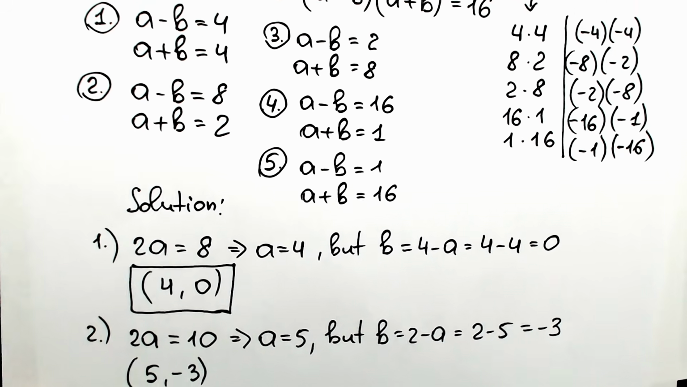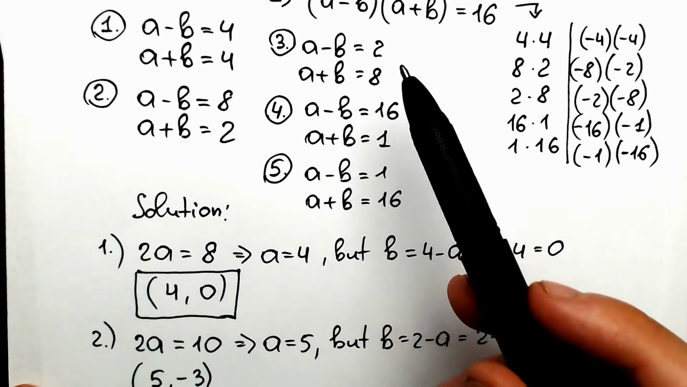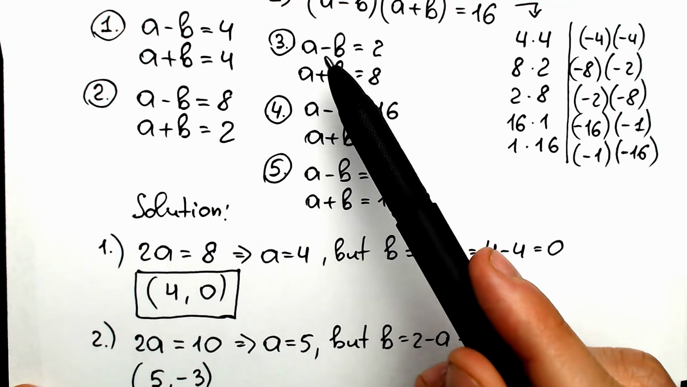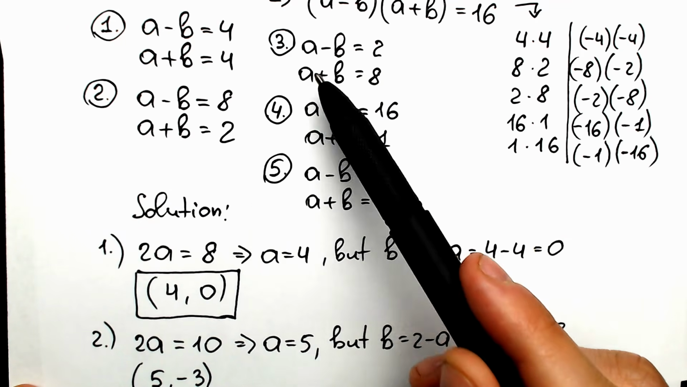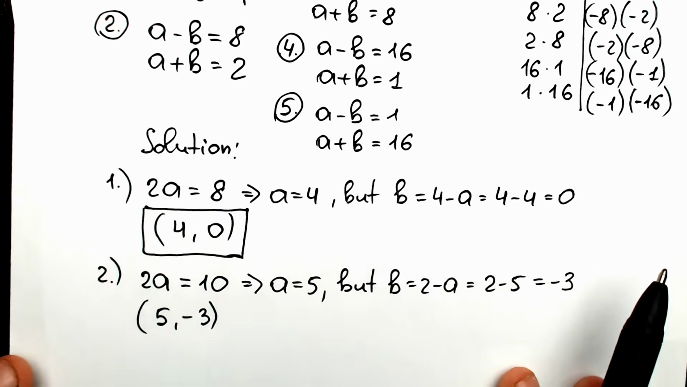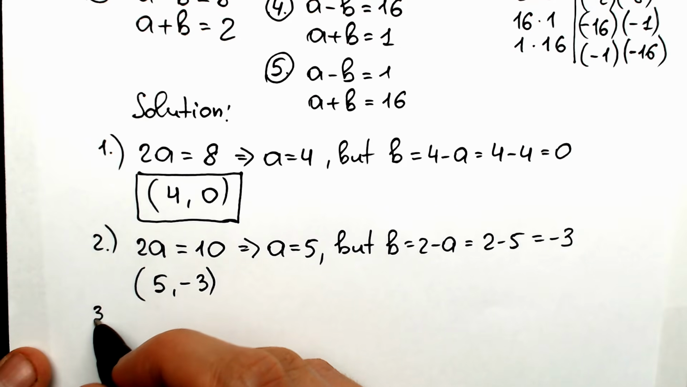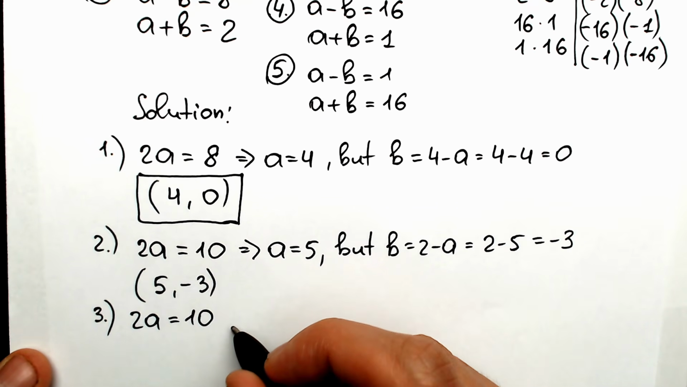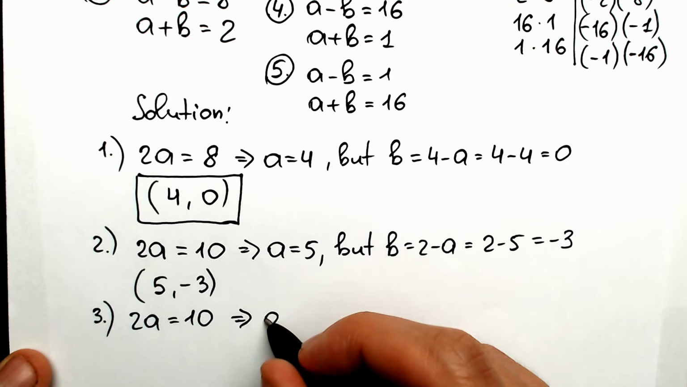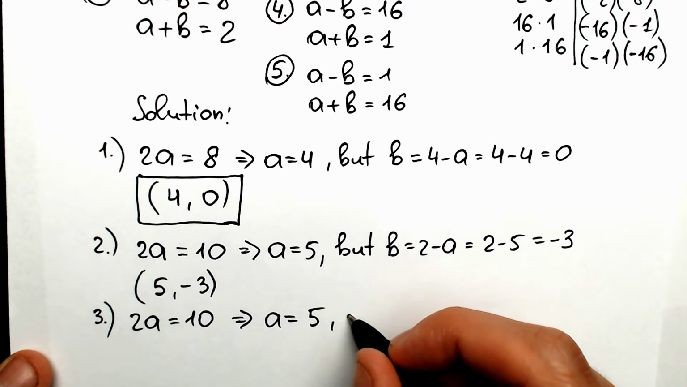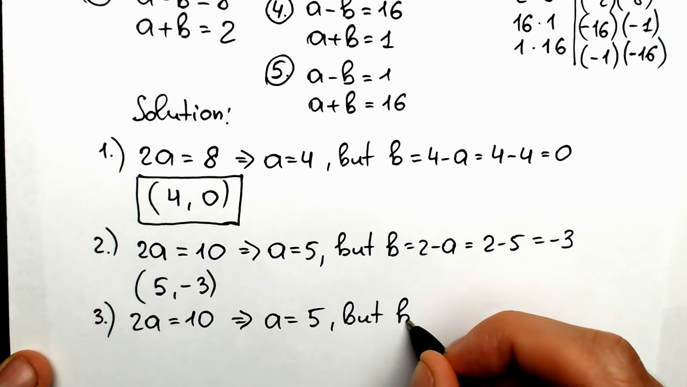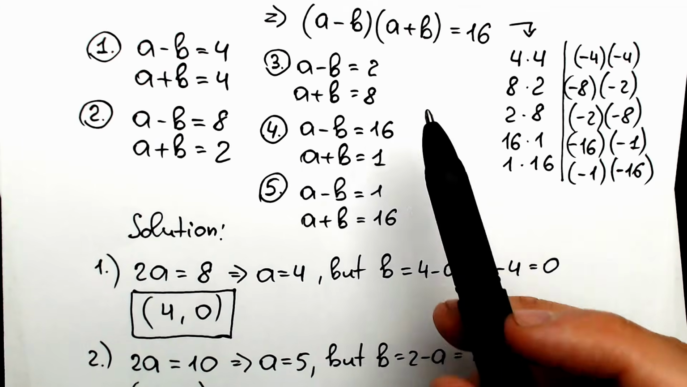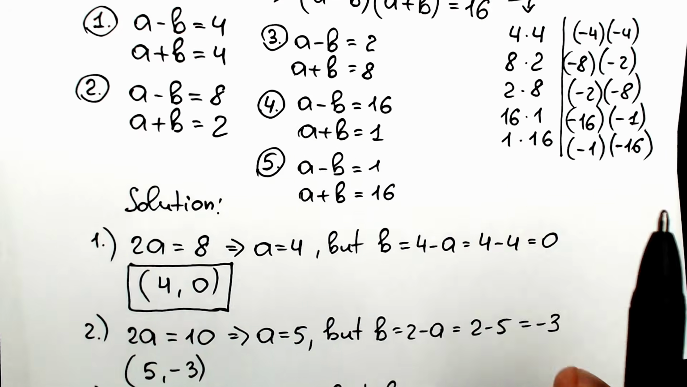The next thing, let's solve our third system of equations. Addition will be absolutely the same because we have the same constant, so 2a equal to 10. From here, our a is equal to 5 and b equal to 8 minus a.